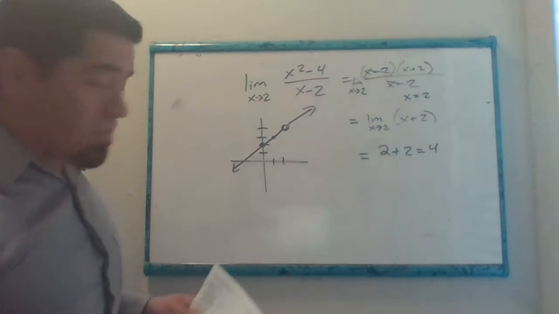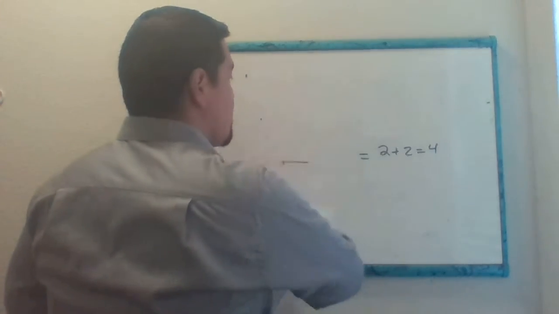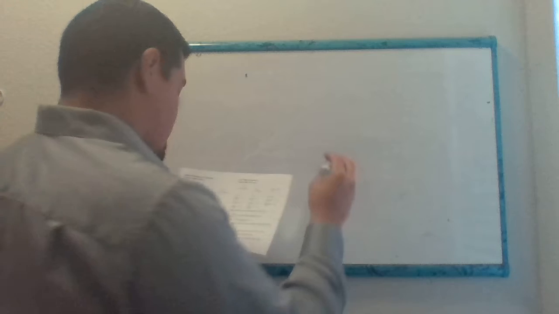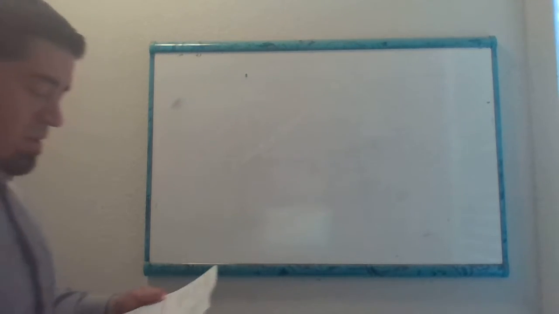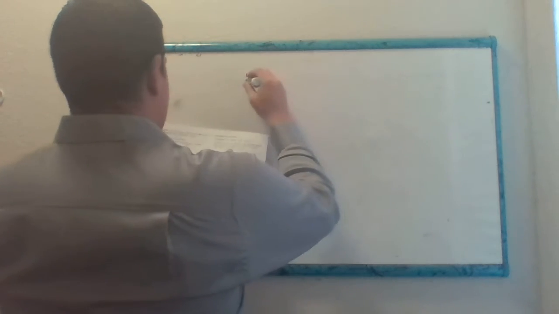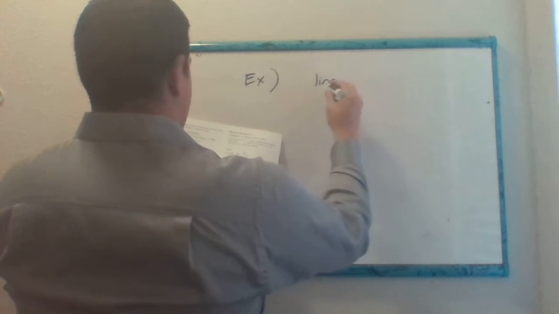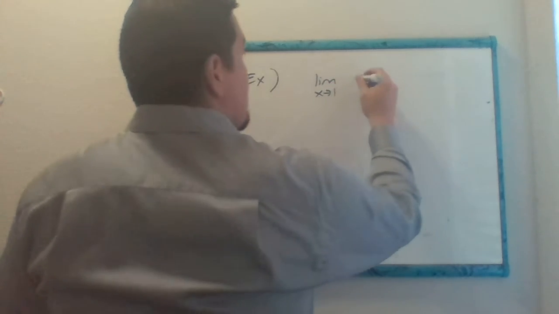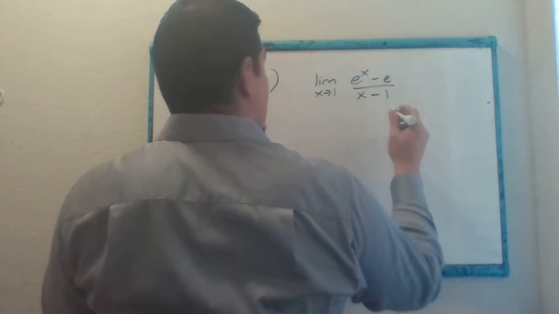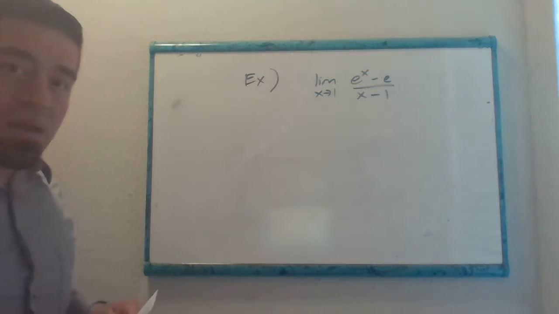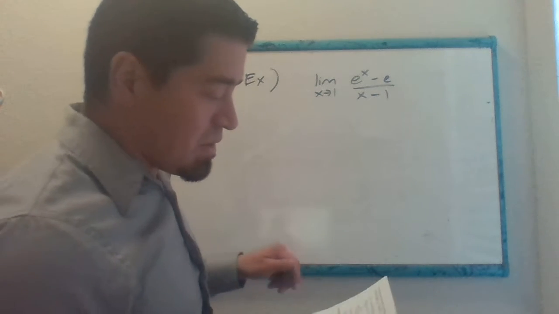Okay, so all this is actually just review, everything I just talked about from week 1. So what I want to get to is limits like on the back, which is the limit as x approaches 1 of e to the x minus e over x minus 1. Okay. Right now we have no method of solving this.